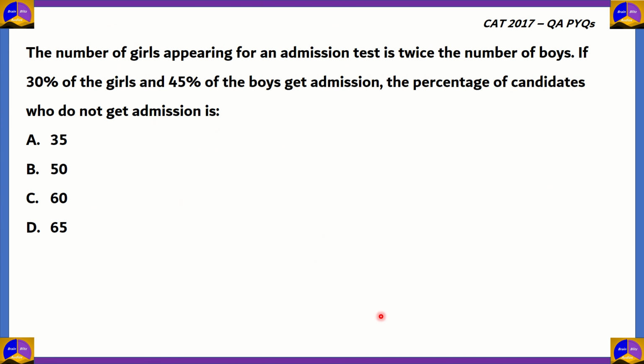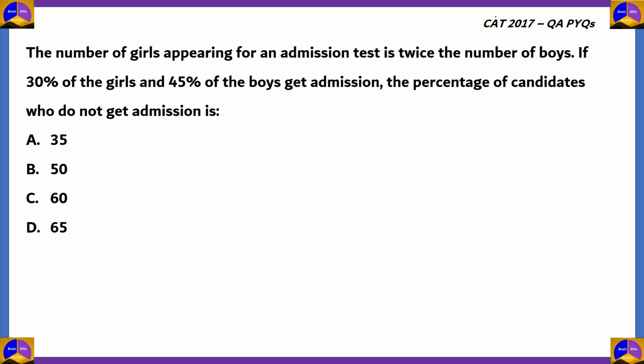Here's our first question. The number of girls appearing for an admission test is twice the number of boys. If 30% of the girls and 45% of the boys get an admission, the percentage of candidates who do not get admission are... So, how do we solve this question?